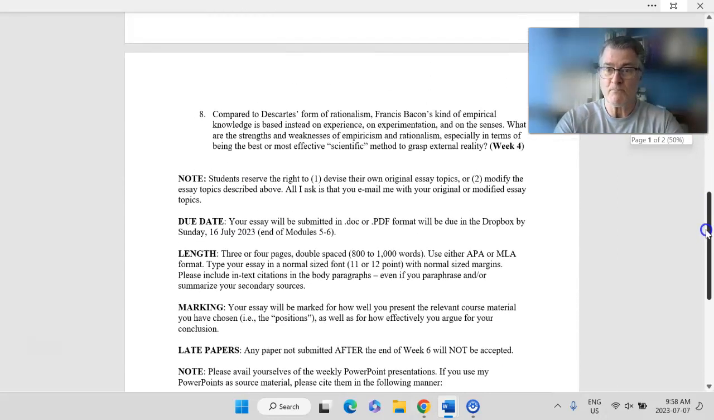This last one here, also dealing with Descartes, but comparatively speaking, another thinker. Descartes talked about rationalism. Francis Bacon talked about empiricism, or empirical thinking. So Bacon's idea is based on experience, experimentation, on the senses, and he really is considered the father of modern science. So the question becomes, what are the strengths and weaknesses of empiricism and rationalism, especially in terms of being the best or most effective, quote-unquote, scientific method to grasp external reality?